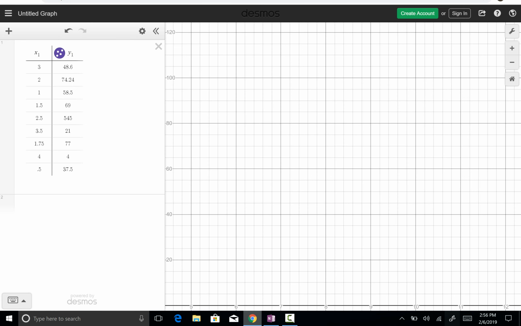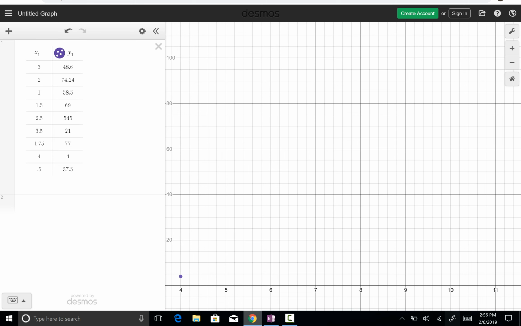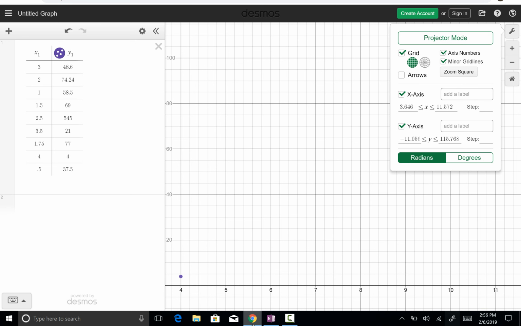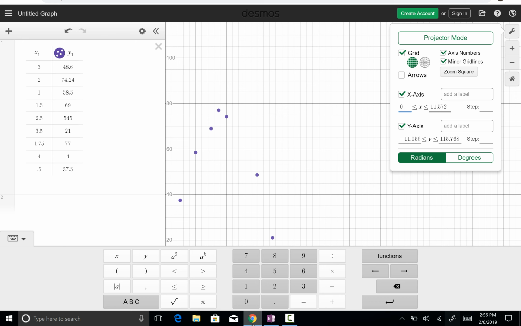Alright, so you should have those numbers typed in. We've got a table here. What I want to do then is be able to see all the data. So I'm going to go to the little wrench here and change my x-axis to 0 and my maximum here. The highest number I have for x is pretty small, so I don't need to put much there. So I'm just going to put 6.